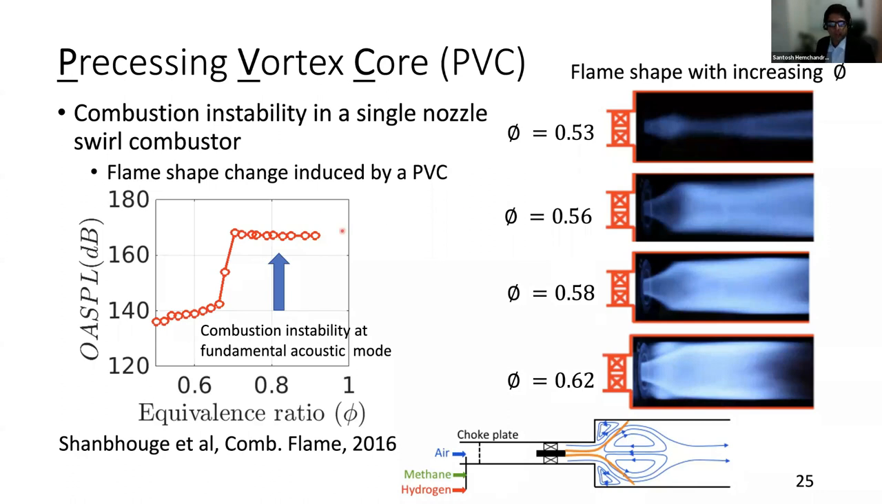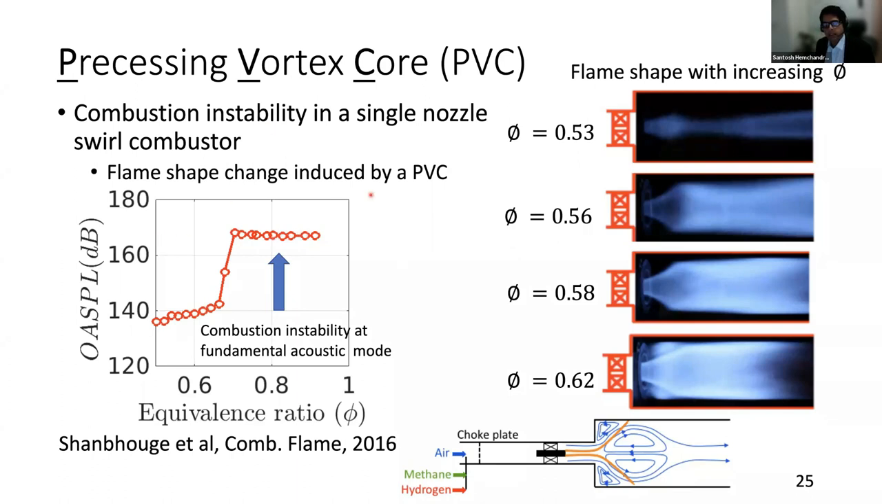So this is a more recent study from Kunim's group. Again, the experiment was performed in the same vein as the backward facing step combustor study, but now with a swirl combustor. So again, you have methane hydrogen premixed and injected into the combustor. And the equivalence ratio is again varied as the control parameter. And you see that at about 0.65, you get this high amplitude instability in the combustor.